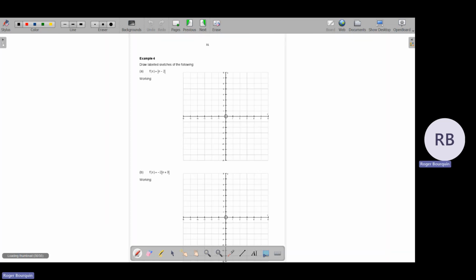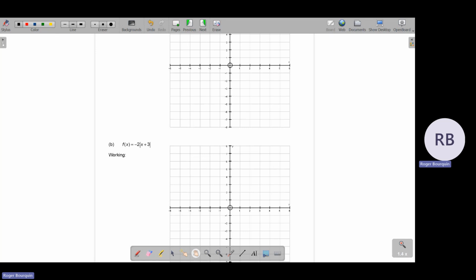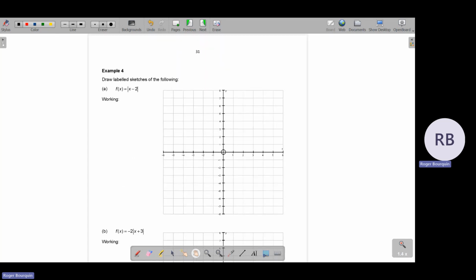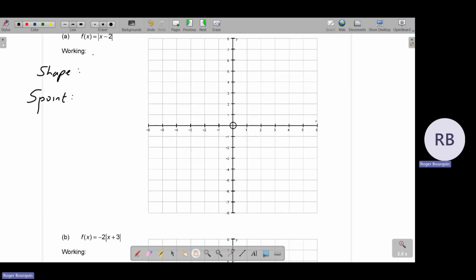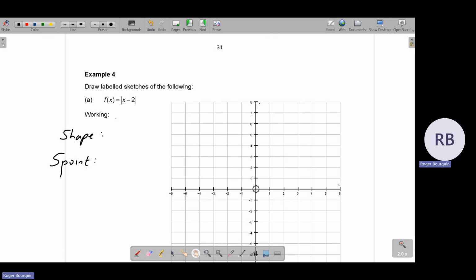So let's find one quickly together. If I gave you this, f of x is equal to the absolute value of x minus 2. Don't tell me the shape yet. Pick your neighbor: what's the shape and what's the coordinate of the salient point? Think of it like this: how's this graph shifted compared to the absolute value of x? How did it move?